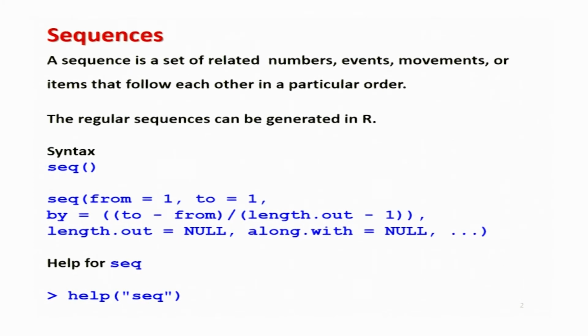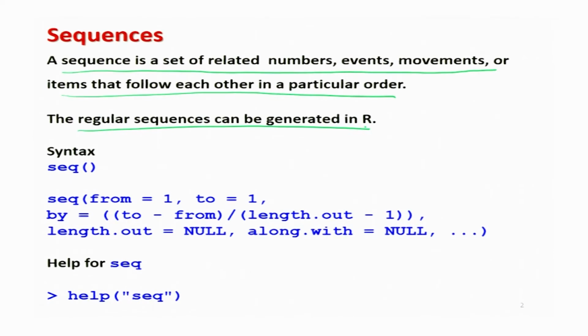So, what is a sequence? A sequence is essentially a set of related numbers, events, movements, or even items that follow each other in a particular order, a particular fashion, a particular way. The usual regular sequences can be generated in R without any difficulty. The command to generate such sequences is seq, and inside the parenthesis you have to write the different types of values, parameters, and related options.